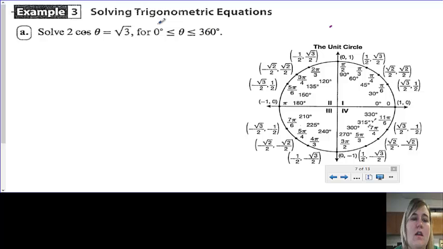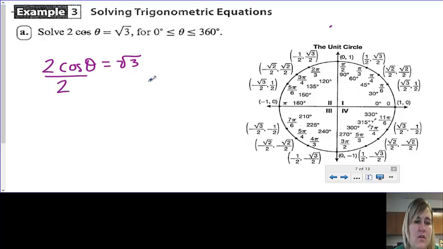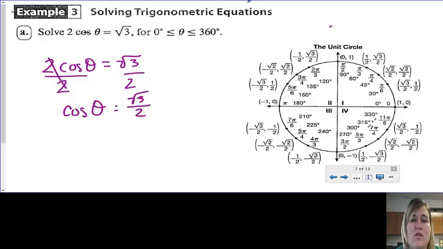Okay, on this one, it wants us to solve 2 cosine theta equals radical 3 for 0 degrees to 360 degrees. We're using this whole thing, and we're solving for theta. So I'm going to rewrite 2 cosine theta equals radical 3. Well, to get cosine of theta by itself, we're going to divide by 2 on both sides. Now I have cosine of theta equals radical 3 over 2. And then all I have to do is find where cosine is radical 3 over 2.